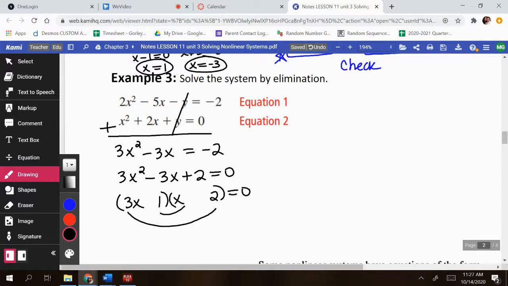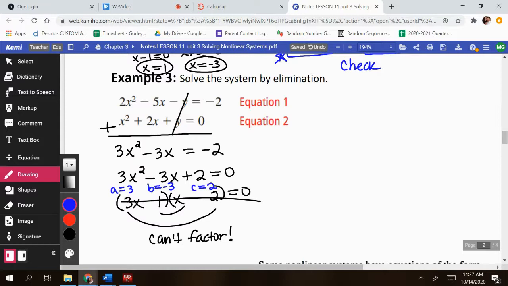6x and 1x, that's weird. That doesn't factor either, right? So really we can't factor this. Okay, so what am I going to do if this is not factorable? I'm going to do the quadratic formula, right? We know that a is 3, b is negative 3, and c is 2.